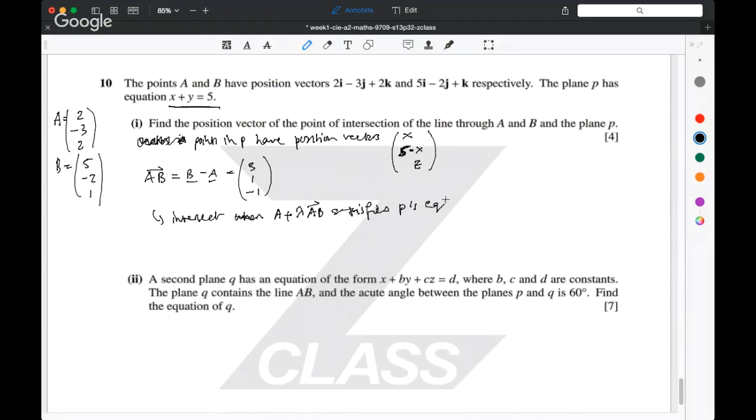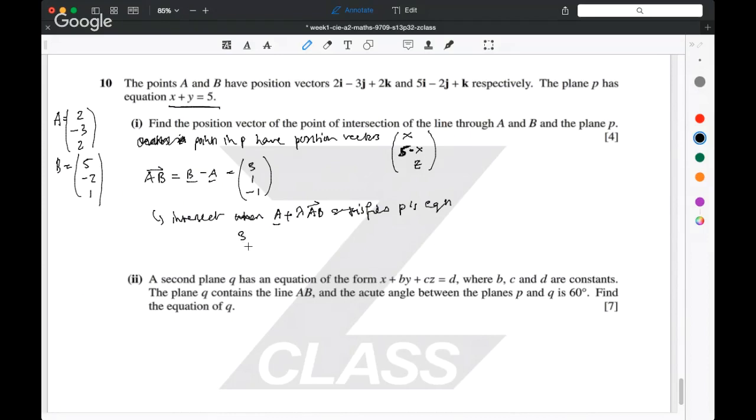Now just take a moment and be sure that makes sense to you. I have some line that goes through A and B. So to get to any point in that line, I will go to A, and then I will go up and down the line between A and B. Maybe I go to B, or maybe I go further along, but I still have a vector in the direction of the line. So this will take me on that line. And when I reach a point that satisfies the equation for P, then I'm on the plane as well. Then the line has hit the plane.